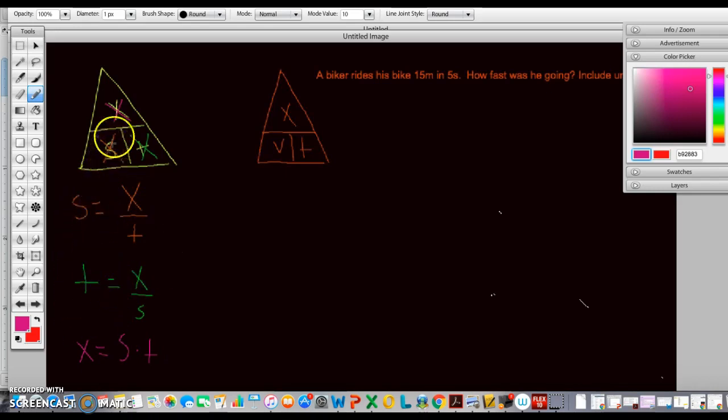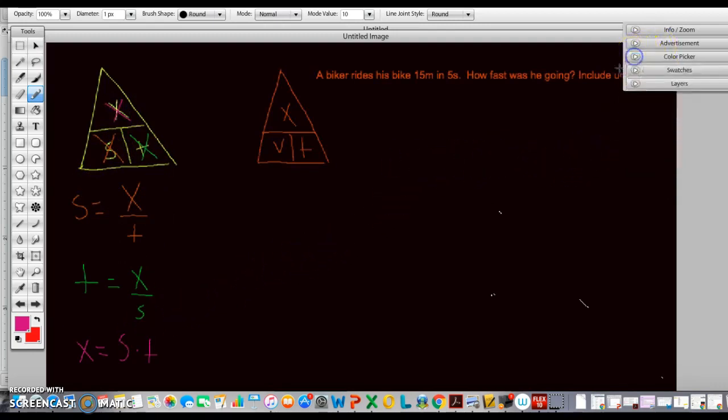That's how you use it. You cover up the letter that you're trying to find, and then you look at how the other letters are oriented, and then you get your equation from that. If it's division, that means the letters are on top of each other. If it's multiplication, the letters are right next to each other. All right, so let's go ahead and try this out.